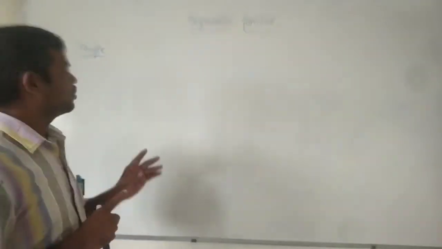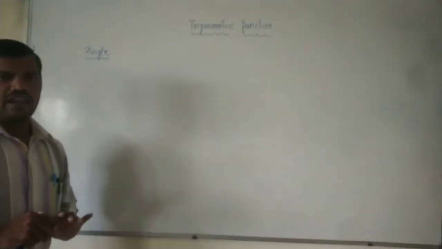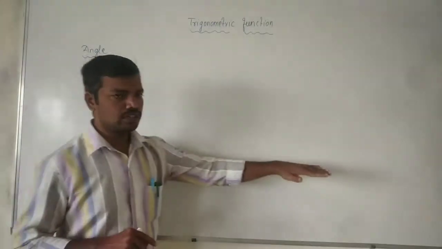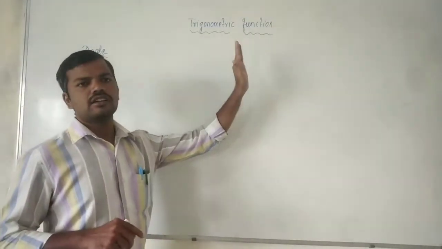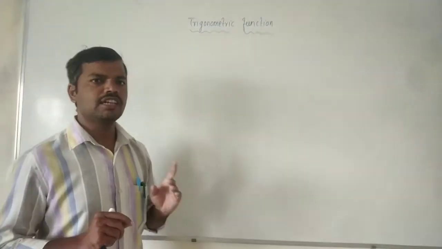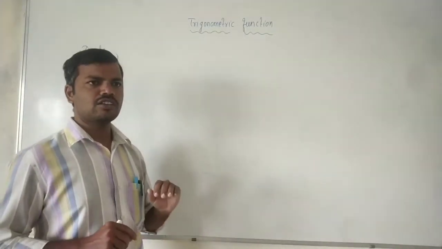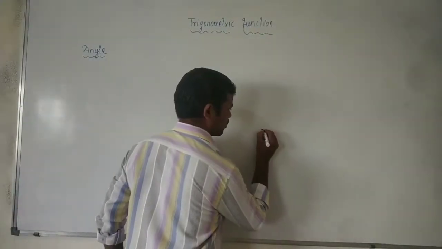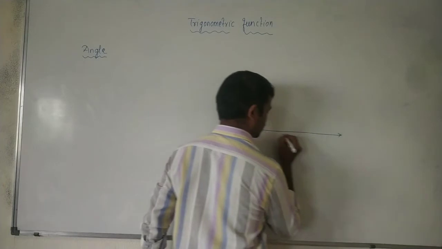So let me come to what we mean by the angle. Angle is nothing but the amount of rotation from the original ray to reach the end ray. The original ray, we call it an initial ray. So for this we call it an initial ray.